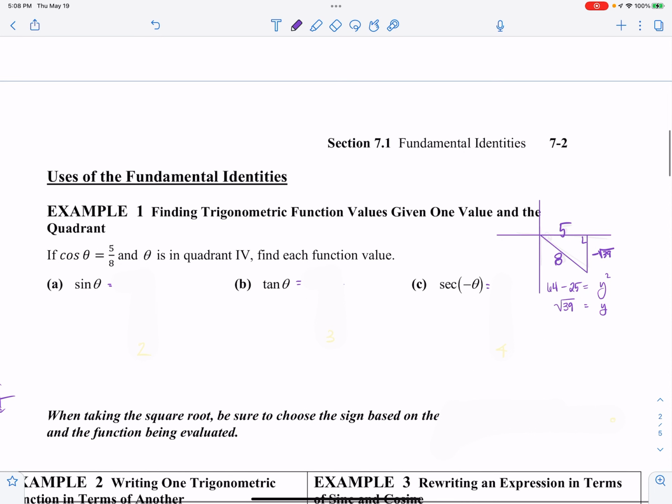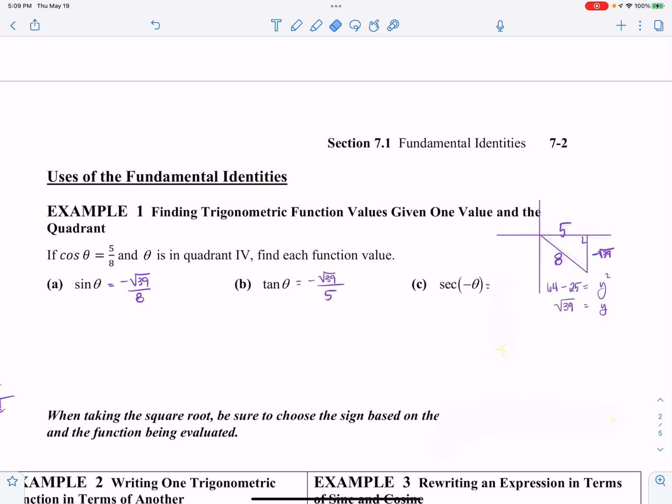That's pretty important. Okay, so now we can use our picture to find each of these trig values that we're being asked for. So the first one that we're being asked for is the sine of theta. Again, using SOHCAHTOA, sine is opposite divided by hypotenuse. So it'll be negative root 39 over 8. Tangent is going to be opposite over adjacent. So that's going to be negative root 39 over 5.